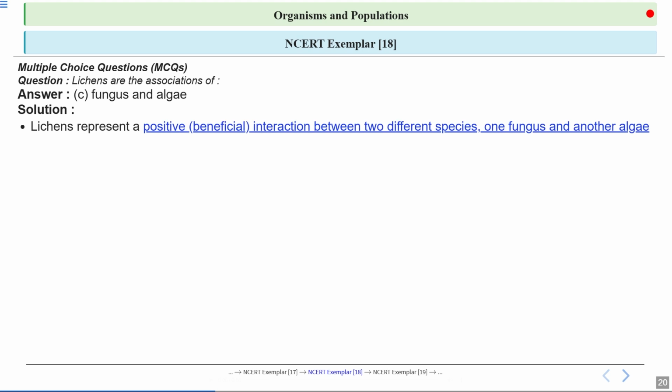Okay, so lichens are a great example of a positive or beneficial interaction between two different species. Now, the algal partner in this relationship is called phycobiont and the fungal partner is called mycobiont.